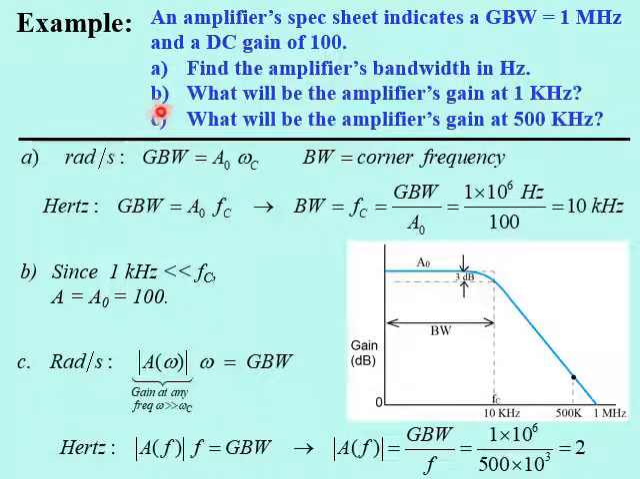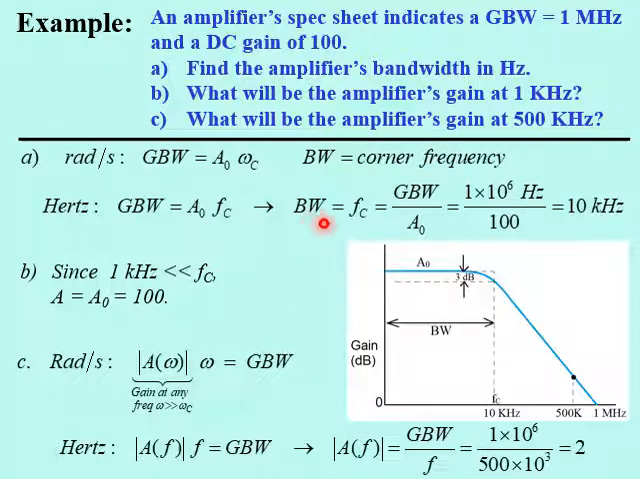For part A, we want to find the amplifier's bandwidth. In radians per second, we saw in the last slide that the gain bandwidth product is equal to A naught times omega c. And remember that the bandwidth is equal to the corner frequency. So this is radians per second. We can use this same formula and just use hertz for frequency instead of radians per second. So the gain bandwidth in hertz, which was given to us, 1 megahertz, is equal to A naught times the corner frequency in hertz, f sub c.